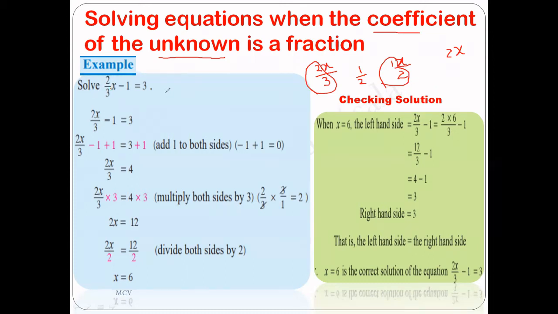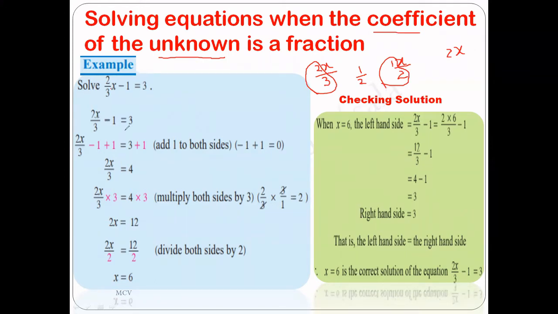Now let's solve that equation. How to solve the equation? 2 over 3x minus 1 equals 3 minus 1. As I told you, you can do inverse mathematical operations to remove terms. So how to remove this minus 1? Inverse of subtraction is addition. So you can remove this subtraction by adding 1 to both sides.